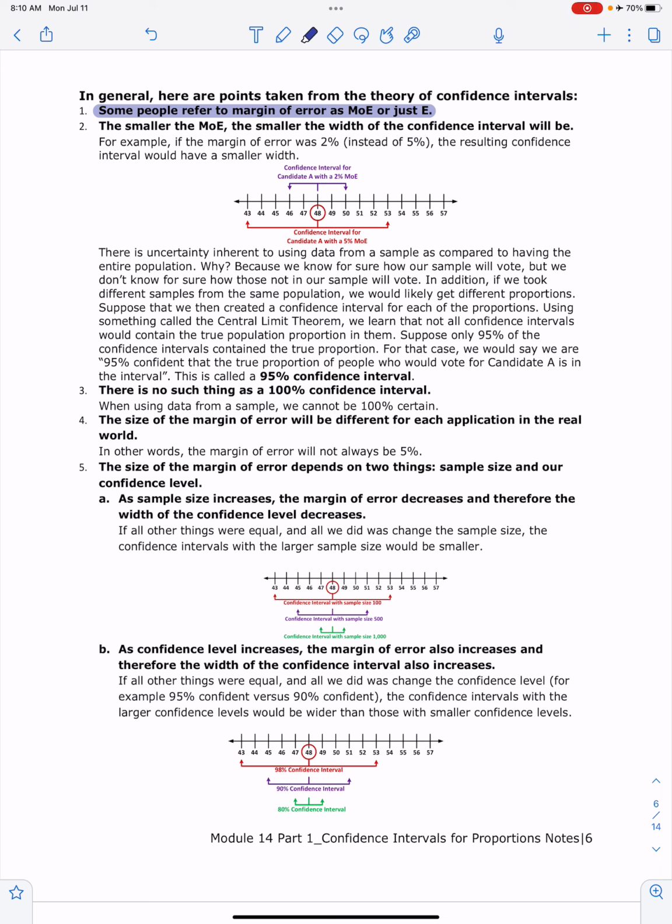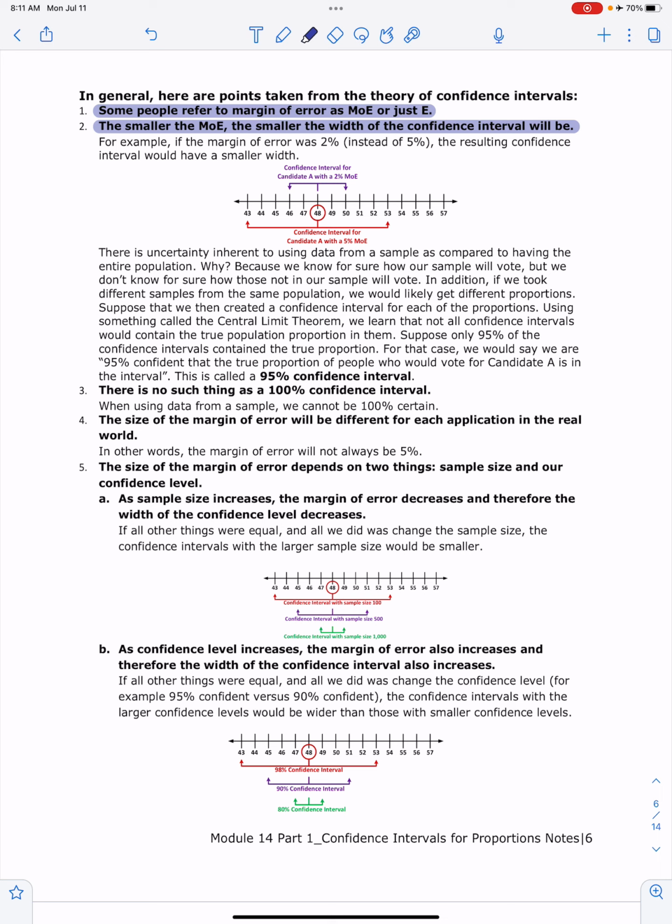Second thing, and read this, think about it, then read it again. The smaller the margin of error, the smaller the width of the confidence interval. I guess that's grammatically gross, but I apologize. I will fix that on my next set of notes.